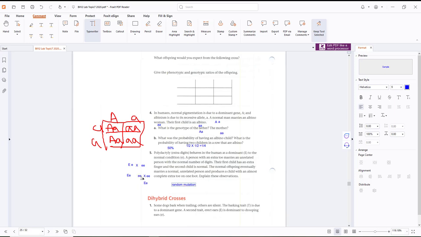Okay. So this person can't end up passing on polydactyly, because he doesn't have the polydactyly gene. So I assume it was just a random mutation that allowed an extra toe to occur. Okay.